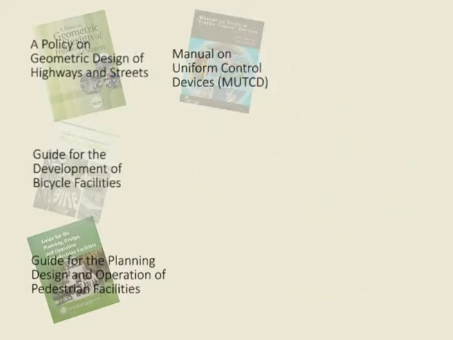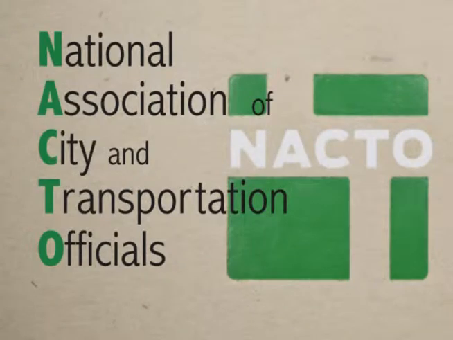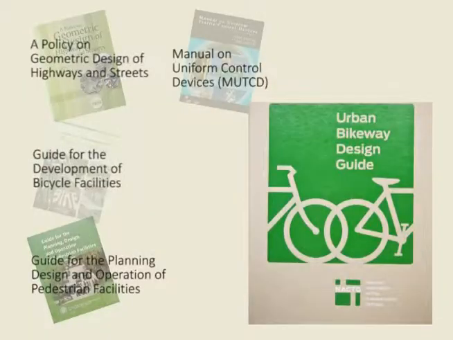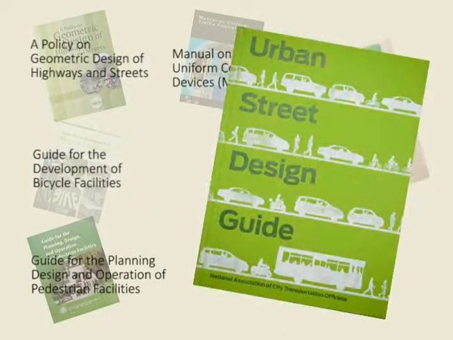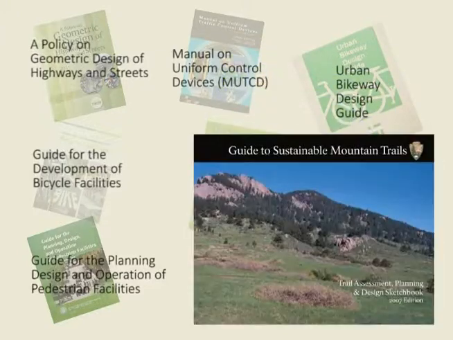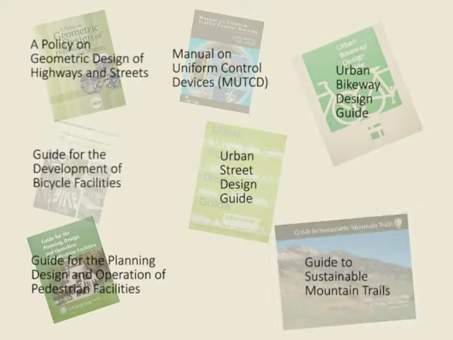The 5th and 6th guides were developed by the National Association of City and Transportation Officials, or NACTO. They are the Urban Bike Design Guide and the Urban Street Design Guide. The final guidebook we will discuss is the National Park Service's Guide to Sustainable Mountain Trails. For documents that are not available free of charge to the public, you may want to check with your local library.